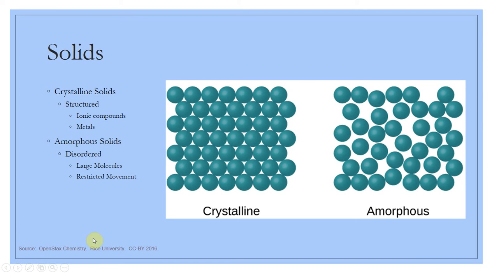Now, in general, when we talk about solids, solid is the structure that has the least amount of molecular movement, okay? What that really means for us is that the particles are stationary, and they can either be in a crystalline state or in an amorphous state. Crystalline solids are going to look just like this. They're going to be structured. They could be ionic compounds, they could be metals, but they're going to be very pretty. Amorphous structures are going to be more disordered. They tend to be more like large molecules that are kind of aggregated together rather than a nice crystalline arrangement.